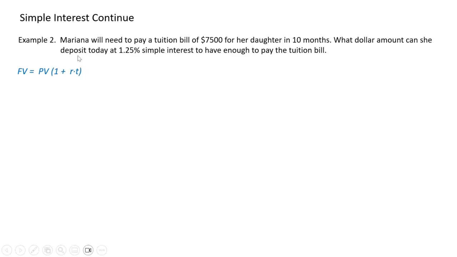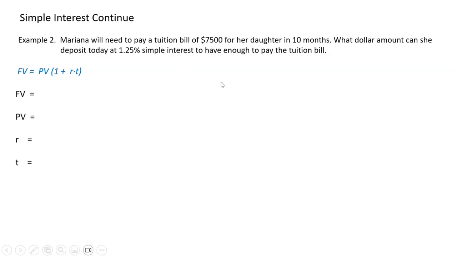Okay. So here, guys, we have to use this formula. Why? Because they gave us the future value, right? This is the money she wants to have, 7,500 in 10 months. So this is the future value, and we have to use this formula here. So here it does matter.